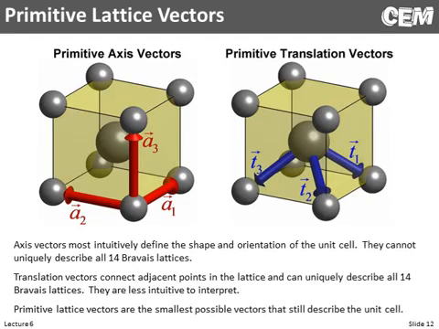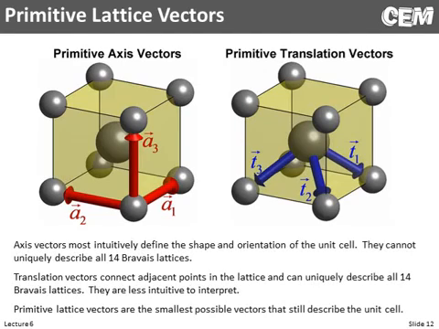So the axis vectors are very intuitive. They tell us the size of the unit cell and its orientation very intuitively. But it turns out they're not as useful because they don't uniquely describe the unit cell. For example, all of the cubic unit cells, simple cubic, body centered cubic, face centered cubic, all have the same axis vectors. So we cannot uniquely describe a unit cell.